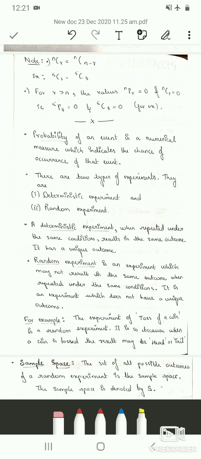Suppose the experiment of toss of a coin, we know that the result may be either head or tail. So you're tossing a coin, in the first toss you may get a head, and again you toss the coin, in the second toss you may get a tail, and again you toss the same coin for the third time, you may get another tail. So each and every time whenever you toss a coin, the outcome may be different even though you're tossing the same coin. So such type of experiments is known as a random experiment.